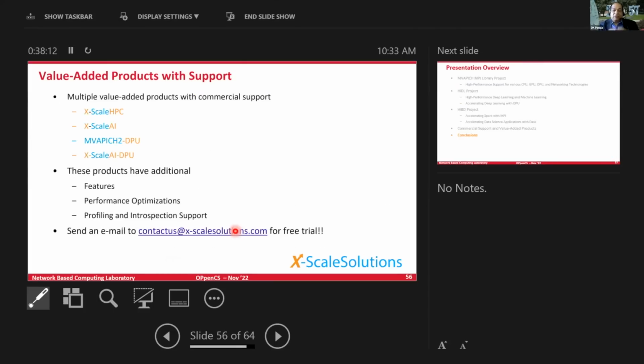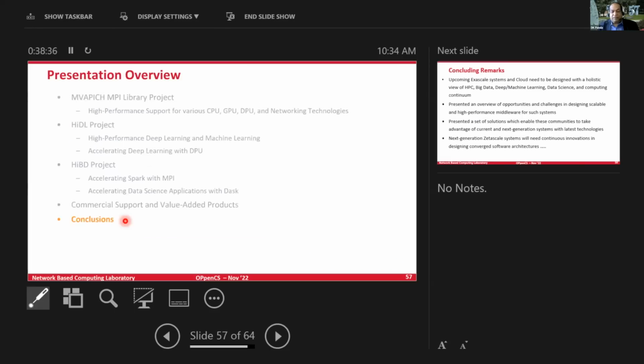And through this, we have also been able to add value-added products. I talked about the MVAPICH2-DPU. I didn't get time to talk about Xscale-AI, but we have Xscale-AI, and I talked about Xscale-AI DPU. These products have additional features and performance optimizations, and also a lot of additional tools integrated there to provide profiling, introspection support, etc.